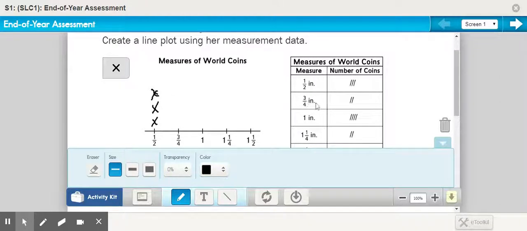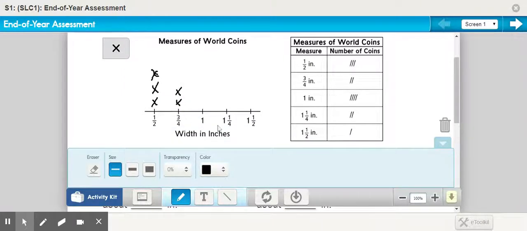Now, looking at 3/4 inch, you have 2 tally marks. So again, try to make your X's similar in size. And I'm stacking them on top. So I have 2 coins at that width. And then 1 inch, I have 4. So I'm going to draw 4 X's.